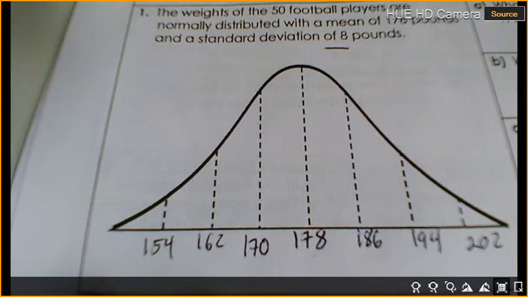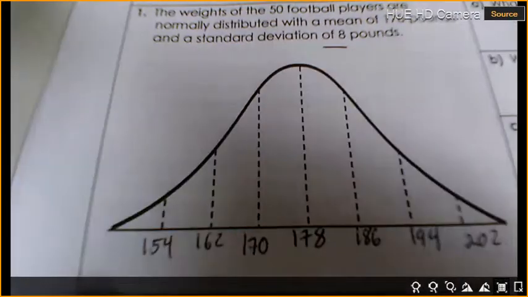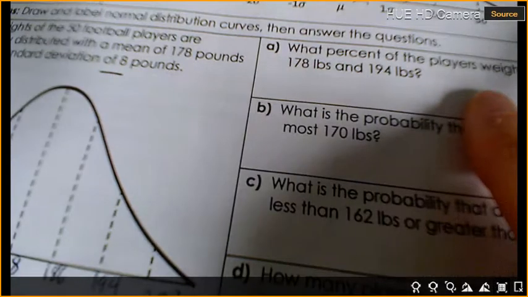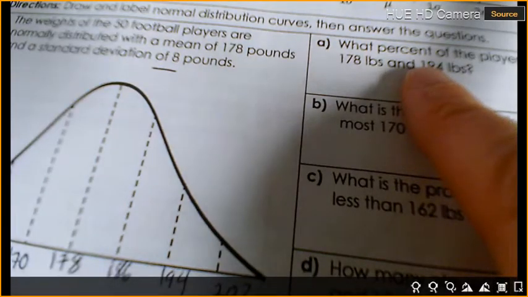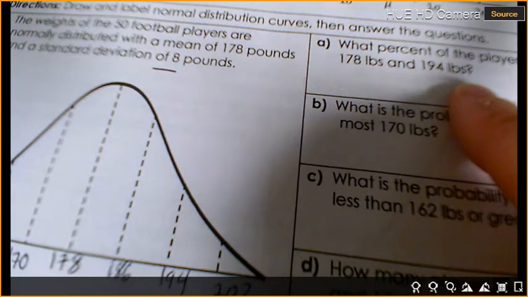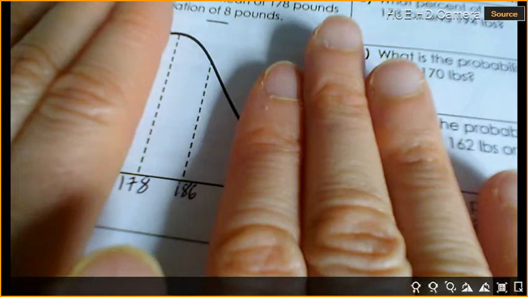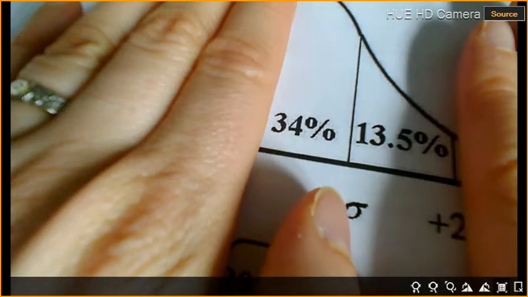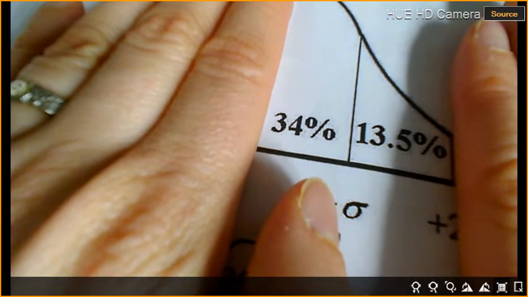Okay, so we have made all of our points right here in the bottom. Now we can answer questions A, B, C, and D right next to number 1. What percent of the players weigh between 178 and 194? Okay, so I'm looking right at this spot right here. So that's when I take out my empirical rule. I know I'm looking at this spot right here, so I'm just going to add those two percentages together.